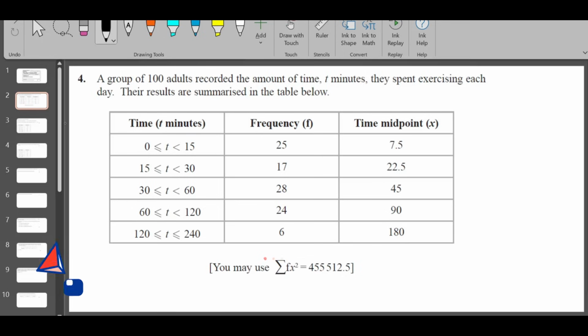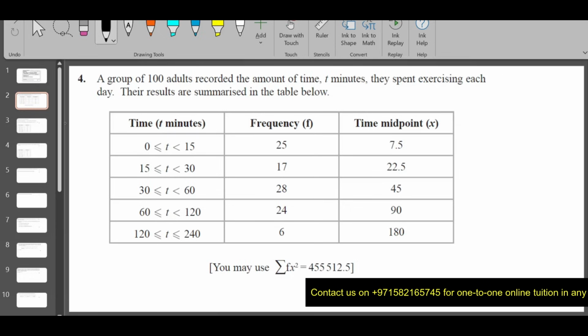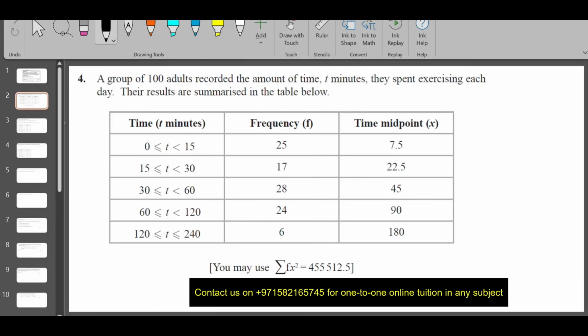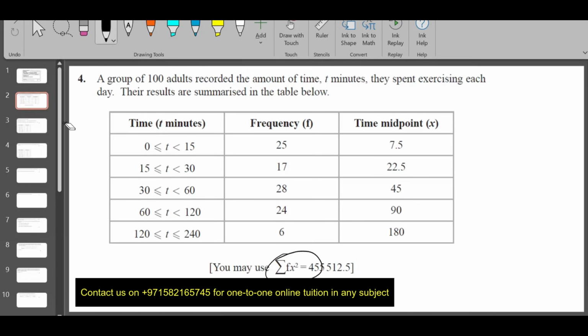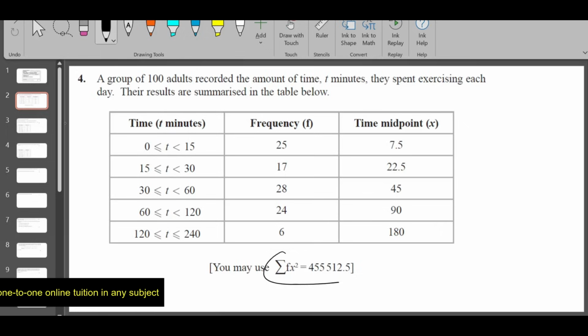A group of 100 adults recorded the amount of time T minutes they spend exercising each day. Their results are summarized in the table below. Sigma fx square is also given here. Remember this value for a later part if you are finding the standard deviation.